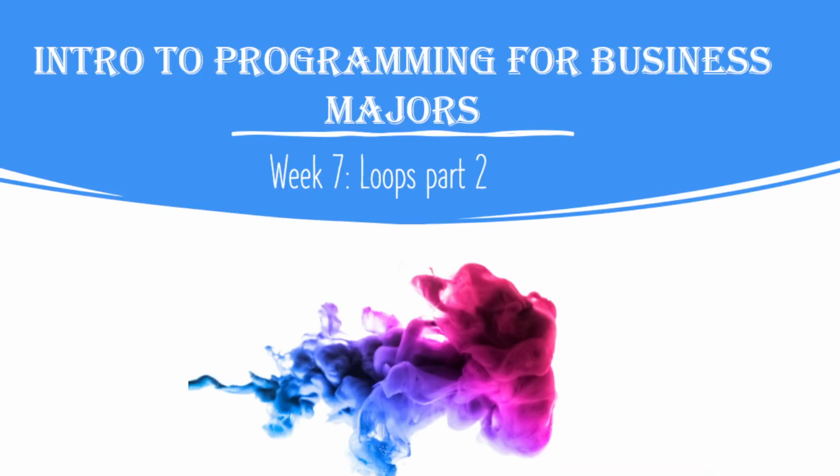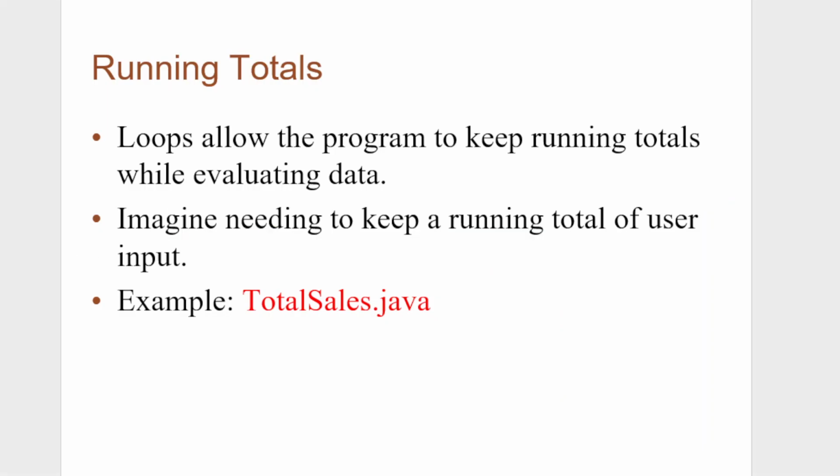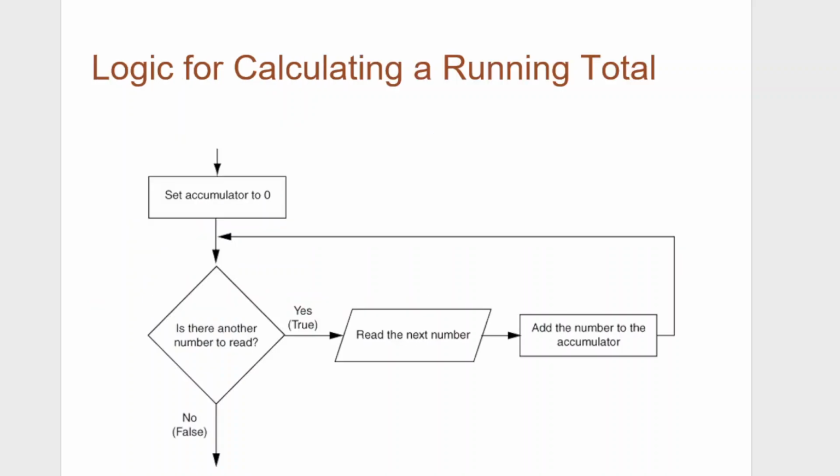Hold on, let me get our thing up. All right, so the logic for calculating our running time. We set accumulator to 0. Is there another number to read? That's our Boolean, because it said, hey, how many days do we have? And is there another number? We say yes, read the next number, add the number to the accumulator, and keep going until we exceed the numbers. If I put in 10 days, once I get to 11, that's false. It's going to go out the door.